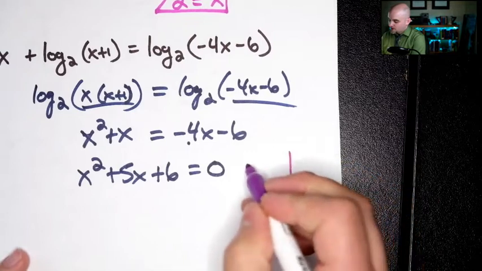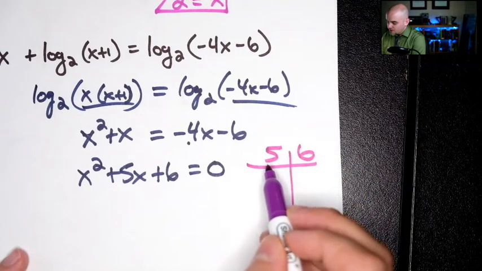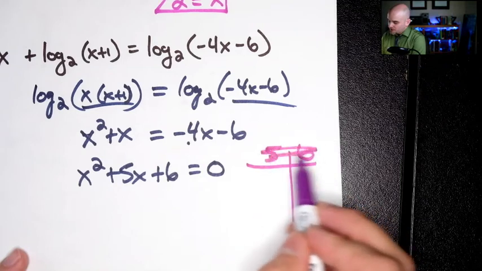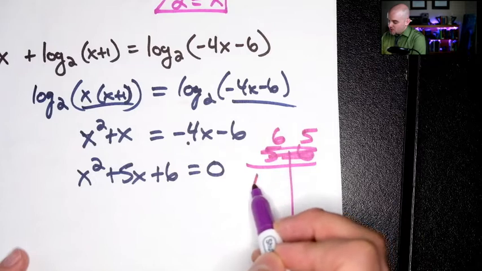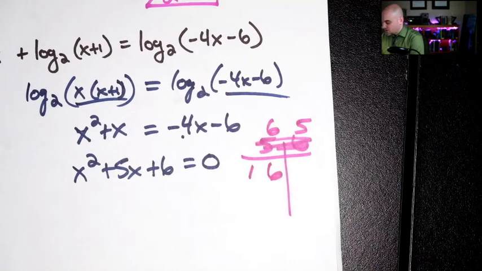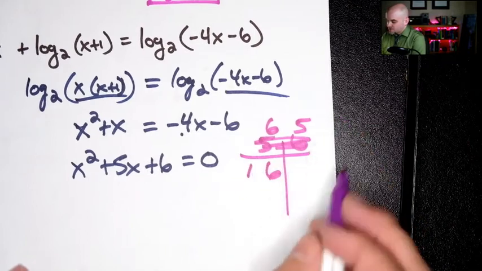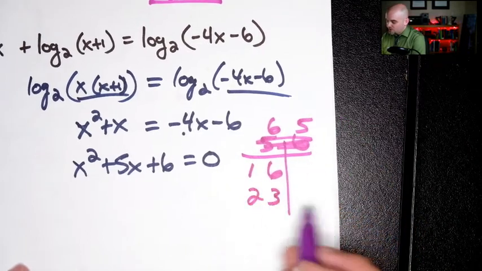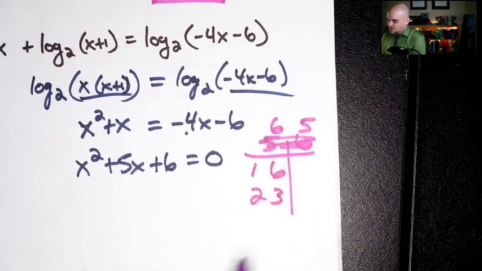So I want factors of 6 that add up to the middle term 5. I usually write it the other way around: factors of 6 that add up to 5. I've got 1 and 6. No, that's not going to work, because 1 plus 6 doesn't equal 5. I've got 2 and 3. That looks more like it. 2 plus 3 is 5, and 2 times 3 is 6.